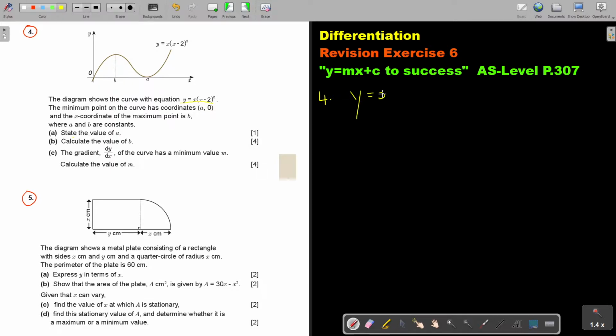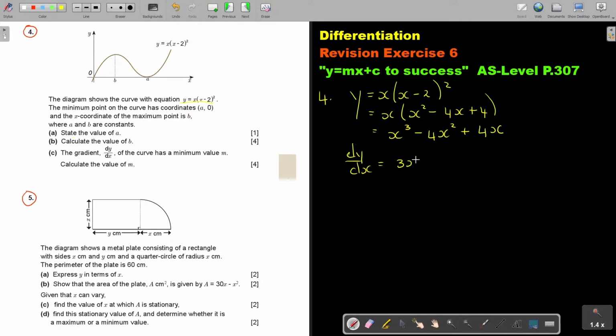So this is going to be x times (x minus 2) squared. Now, I'm not going to work with it like that, so I'm first going to multiply this out. This is x squared, and multiplying the short way, negative 4x plus 4. Sometimes I keep wanting to write a negative there, but it's always positive. So it's x to the power 3 minus 4x squared plus 4x. Now I can differentiate. So if I differentiate, I get 3x squared minus 8x plus 4.